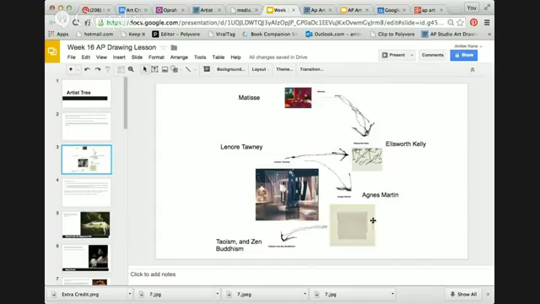Then I researched who inspired Agnes Martin. There were not a lot of people actually mentioned, but a lot of times she talked about Taoism and Zen Buddhism. So you may have things that aren't specific people, because I could pull inspiration if I did more research into these two cultures and religions. And then Ellsworth Kelly was really inspired by Matisse. So I put Matisse up here.